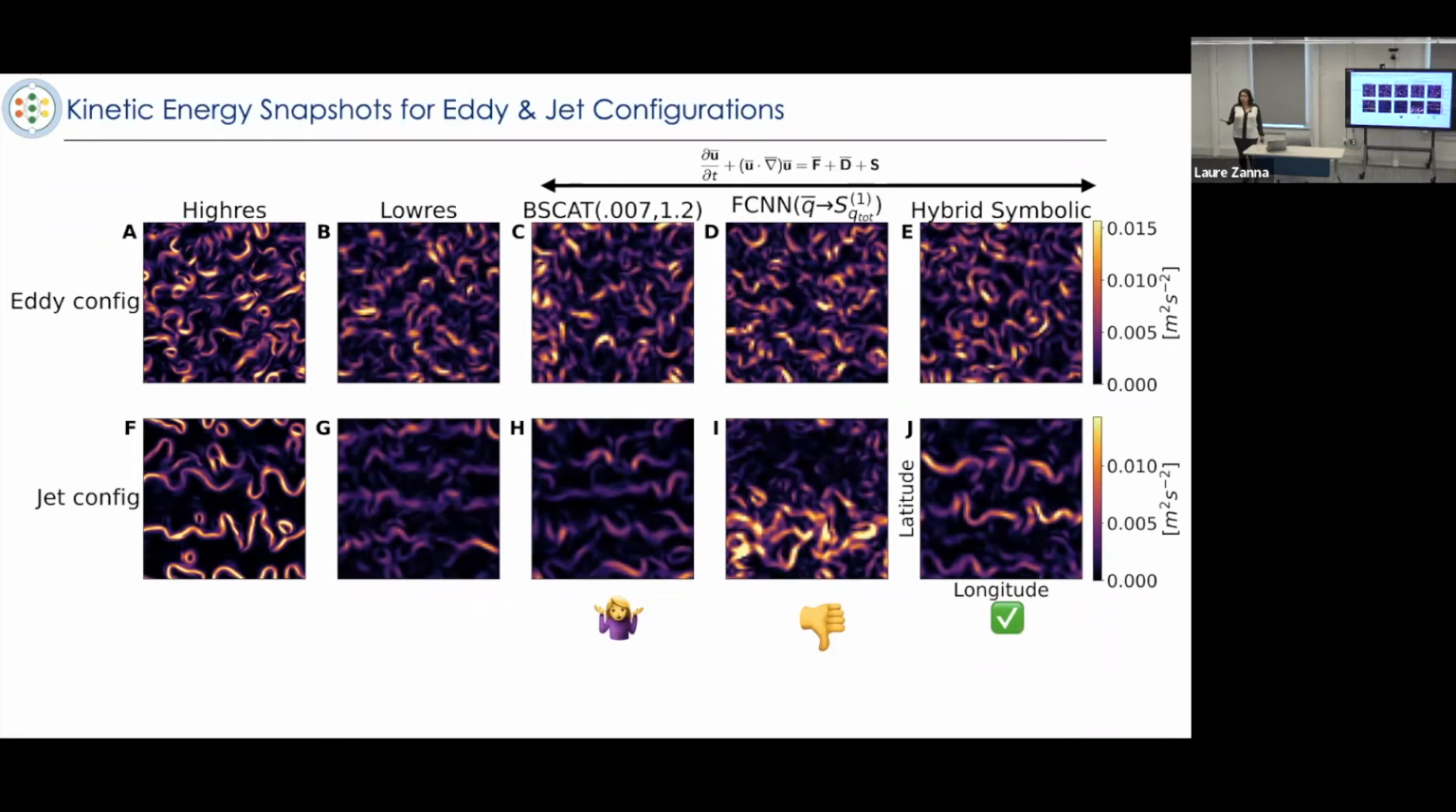Well, we need more tests, right? So one more test is what happens if we keep the same closures that we've learned from a given configuration, right? Given an equation, we learn our closure. Now we want to plug it back onto the same model, same physics, but with a little difference in some of the parameters of the simulation.